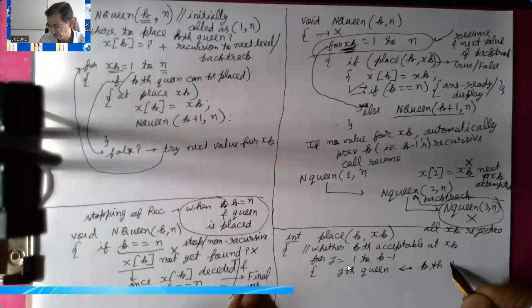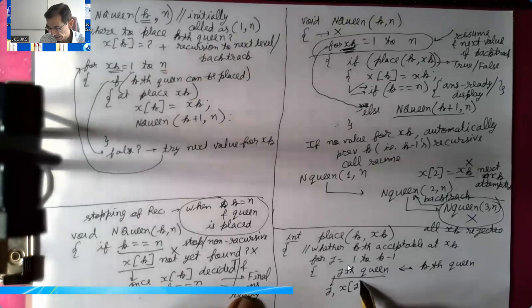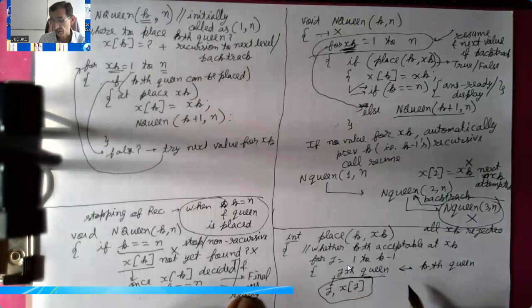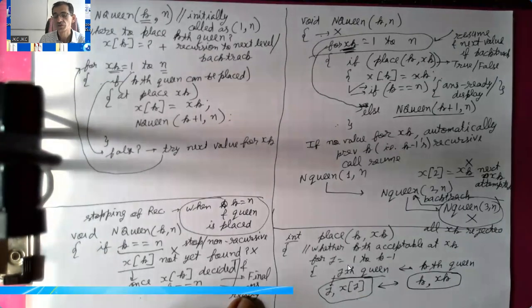The kth queen is fixed. j will keep on changing. Where is the jth queen placed? What are the coordinates for the jth queen? The jth queen is in row number j and column number xj. So this is one queen. The other queen, the kth queen, is in row number k, and the possible value of the column number within that kth row is xk. So I have to check whether these queens are attacking each other or not.